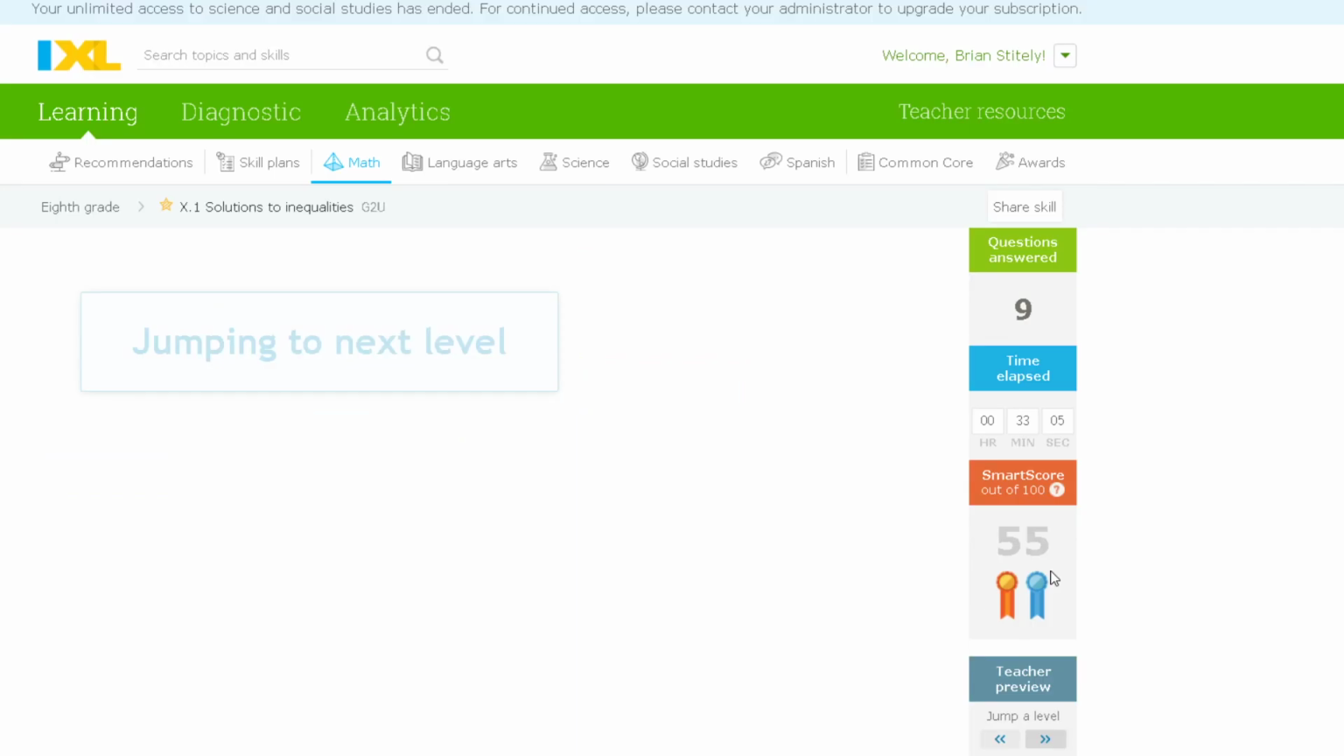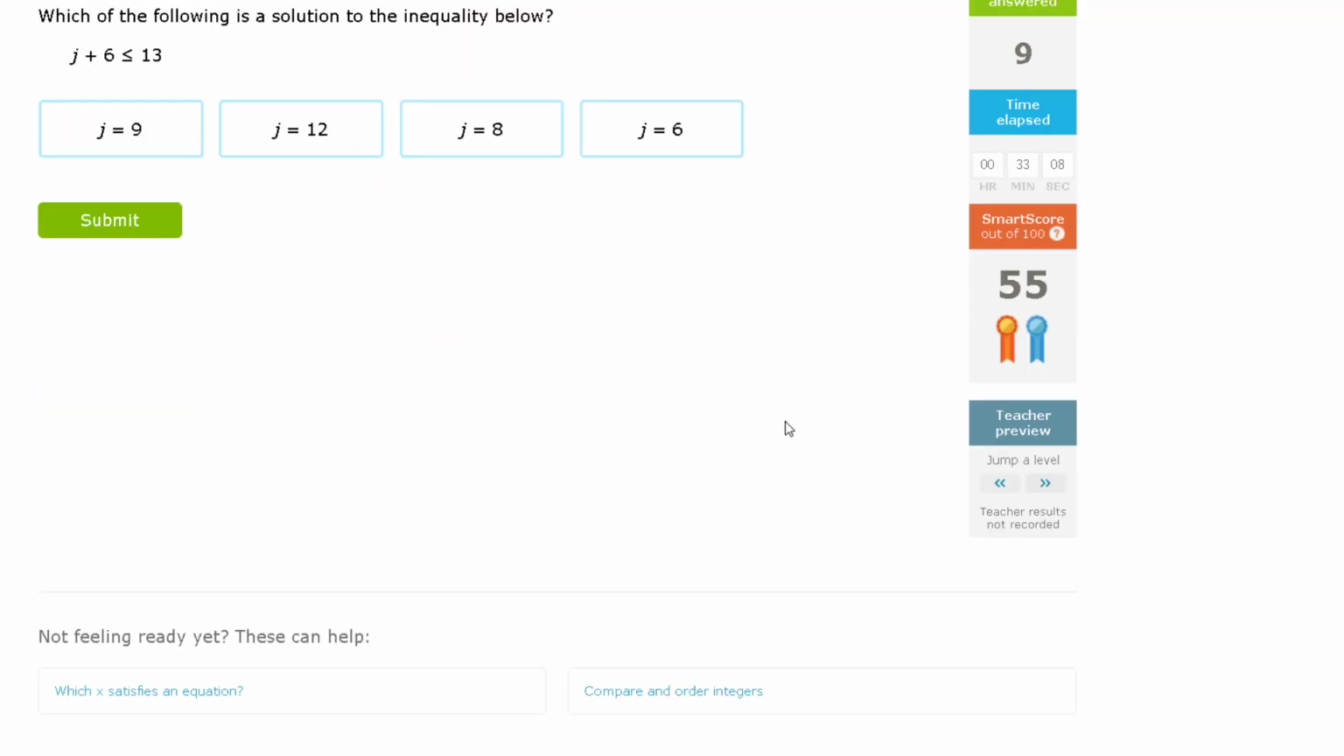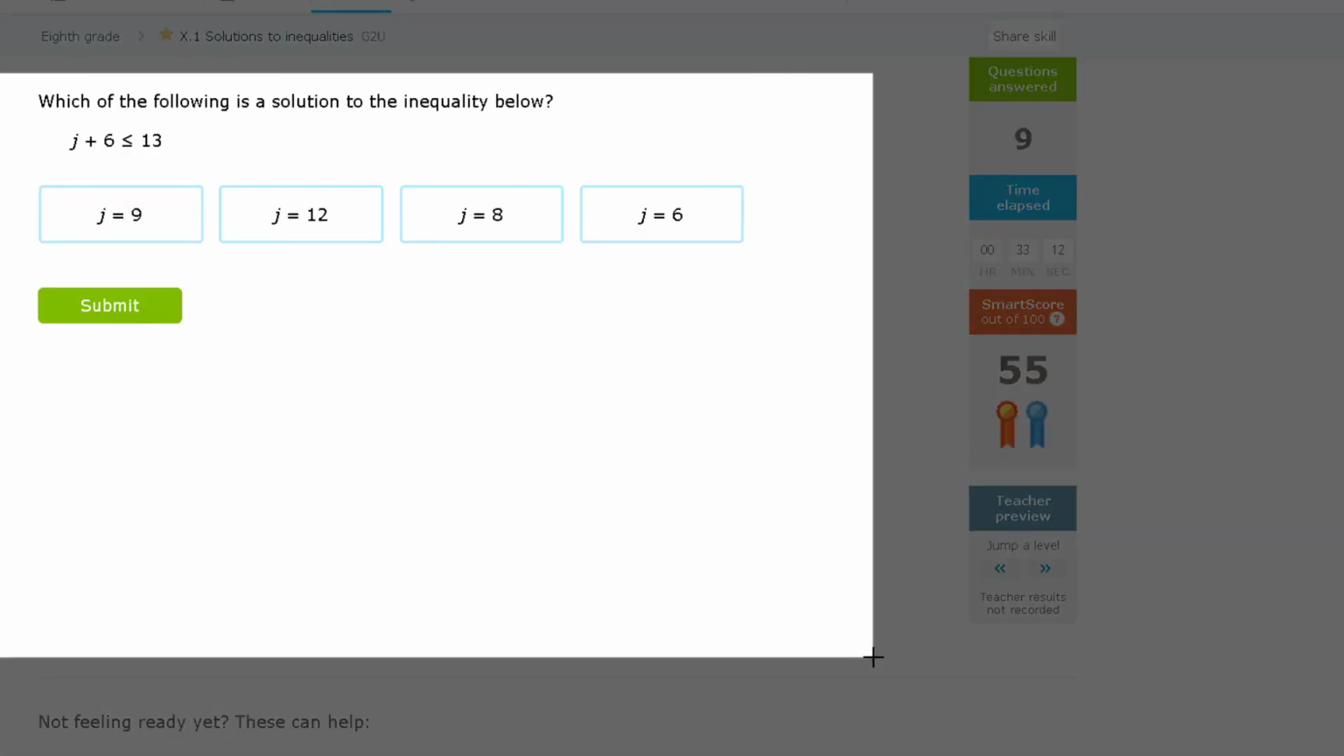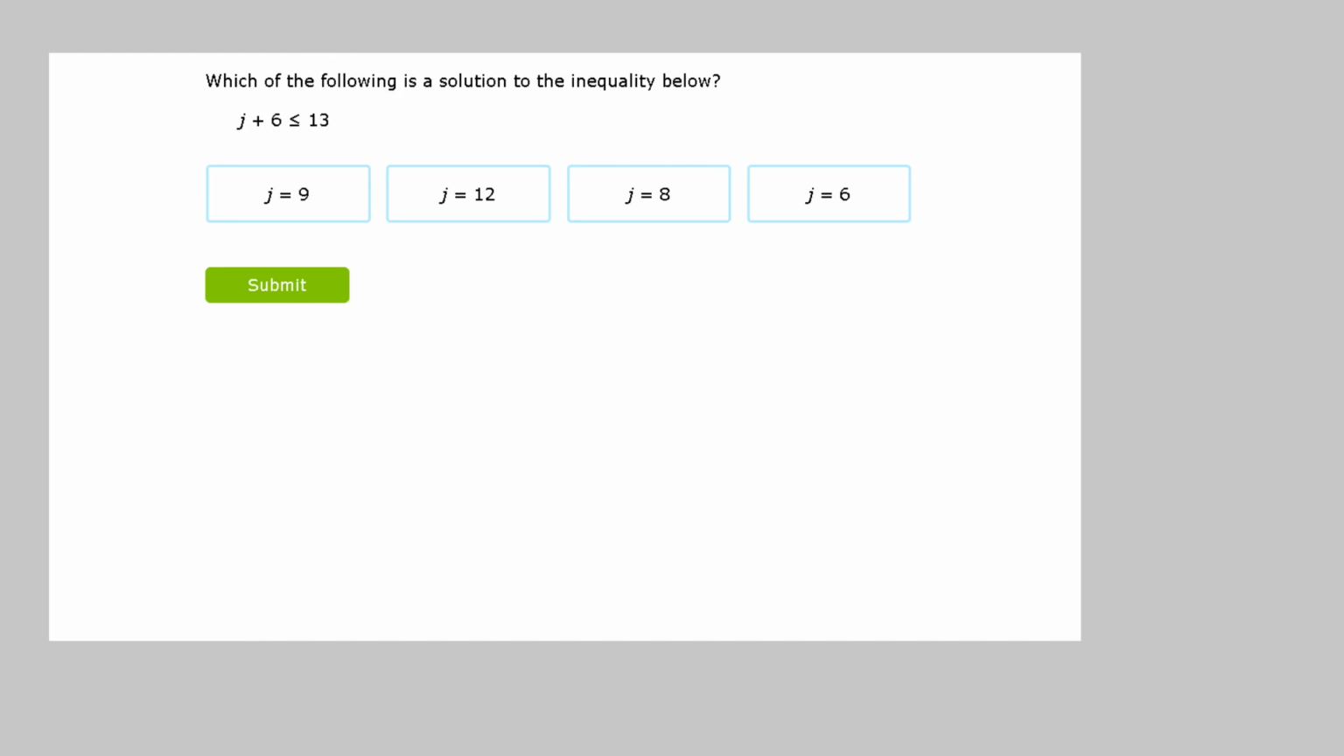All right, let me skip ahead. All right, let's take a look at this one. Which of the following is a solution to the inequality below? There's a couple different ways we could solve this. I'm only going to talk about one way today because later throughout the week, we're going to talk more about the best way to solve these. So in this case, we're trying to see which of the following below works for this. What we can do is try out each choice.